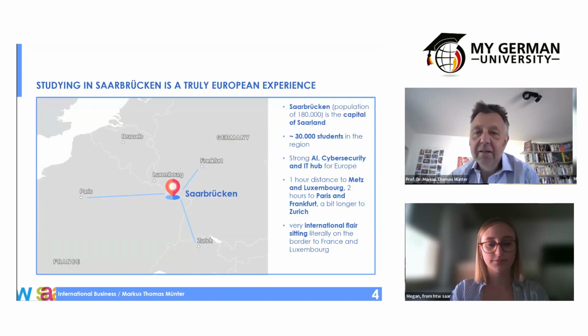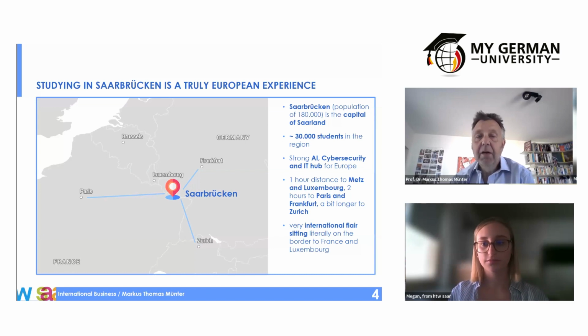So where exactly is Saarbrücken? Most of you have probably never been to Saarbrücken. Some of you might have been to Germany. Saarbrücken is, if you look at the map here, literally in a triangle between Frankfurt, Paris, and Zurich. So it's a 2 hours drive by train to Paris. It's a 2 hours drive by car to Frankfurt, and it's a 2 hours flight to Zurich.